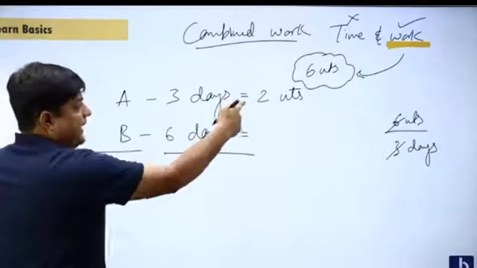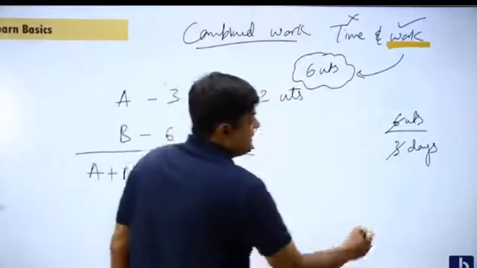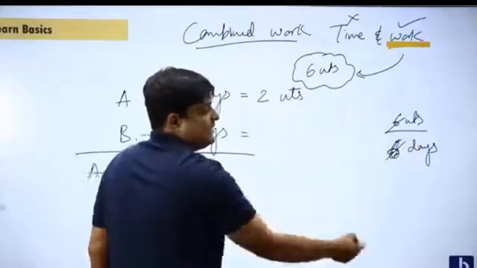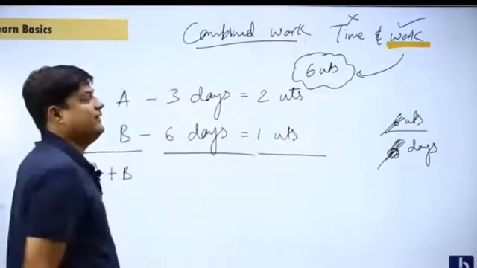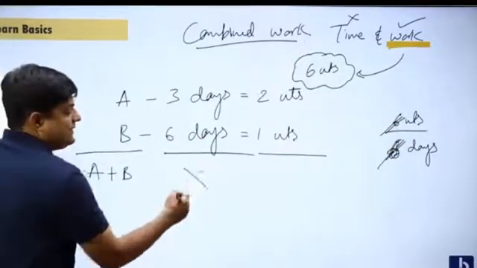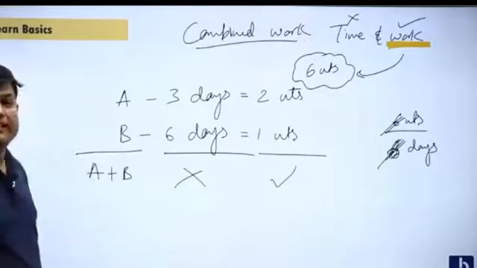If you give the same chance to B, 6 units, 6 days. Daily 1 unit. Who will do daily 1 unit? B will do daily 1 unit. So never ever add the days. Always add the work. This is the concept.